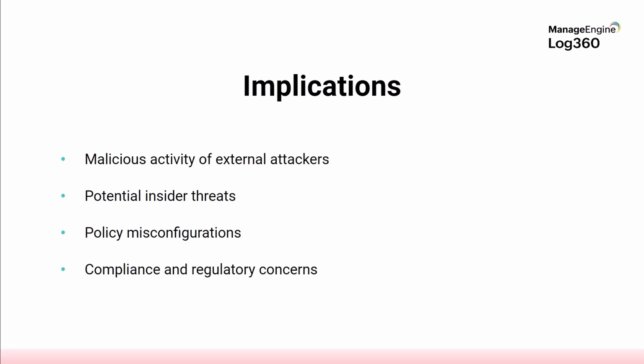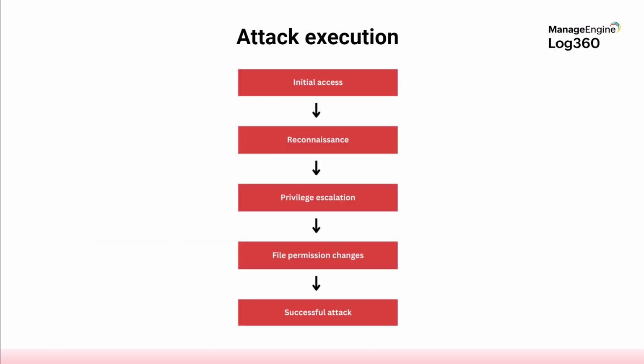Overly broad or misconfigured permissions can expose critical files, increasing the risk of data loss. Moreover, regulatory mandates such as GDPR and HIPAA require strict control over access to sensitive data. Monitoring file permission changes can help organizations comply with such mandates. Now let's see how attackers execute this attack.